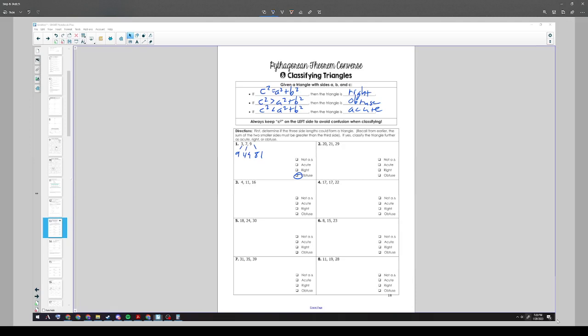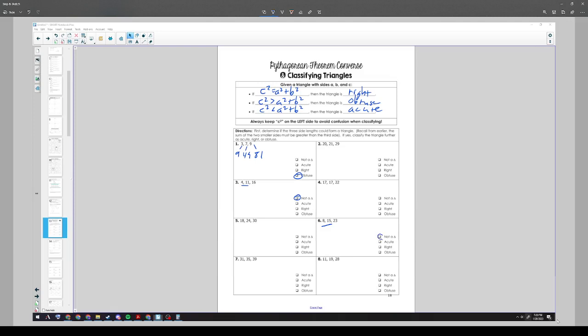And then 20, 21, 29, that is a triangle. 4, 11, 16 is not a triangle because 4 plus 11 is 15. 16 is too long for it to even be a triangle. So that's not a triangle. So for these, classify them if they are triangles. Remember that it has to be greater, right? So 8 and 15 is exactly 23. So this is not a triangle.